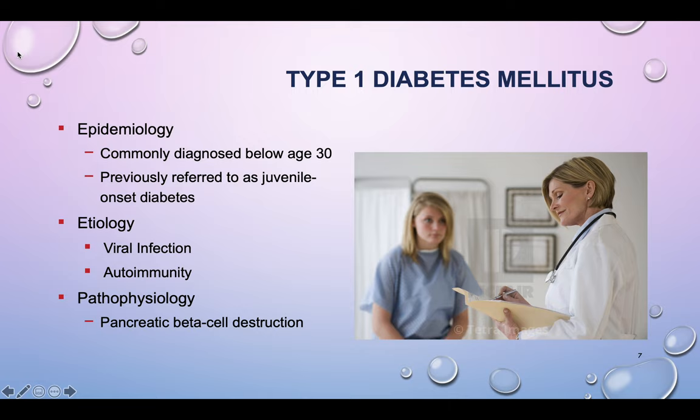In children and young adults, this process is usually rapid, with total insulin deficiency occurring within a year, after which lifelong insulin injections are required. If the disease begins in adulthood, the autoimmune destruction of beta cells has a more variable but generally slower time frame.